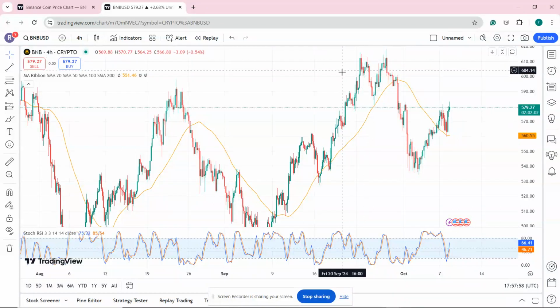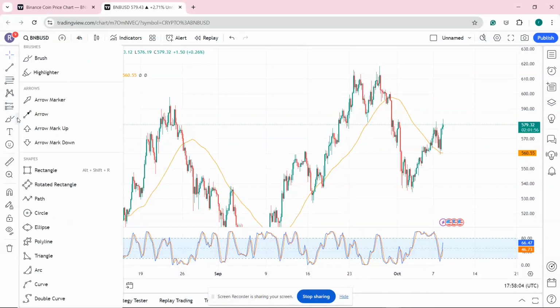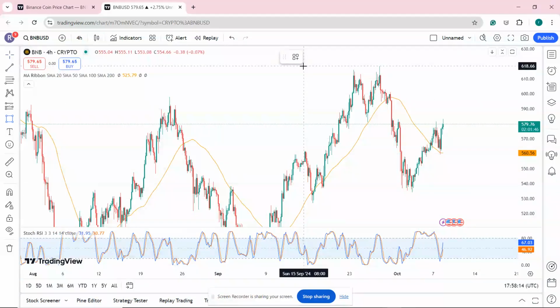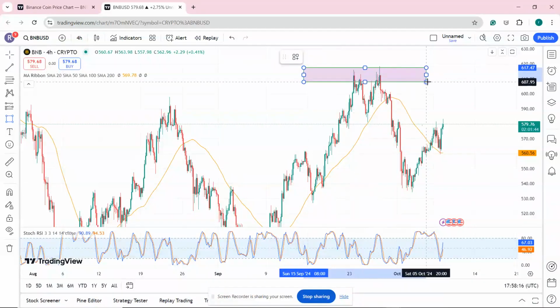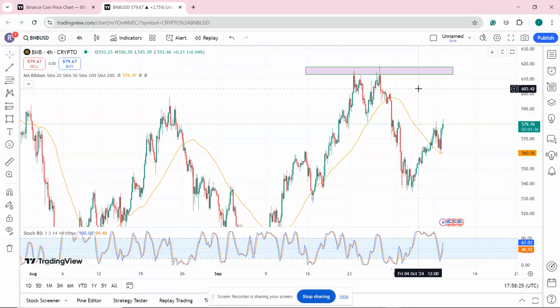You realize that the price begins to stall. So what do you do? First, you come to this brush tool, you see the rectangle shape. Click on it and draw it here. What does this mean? It means that this is a resistance level.